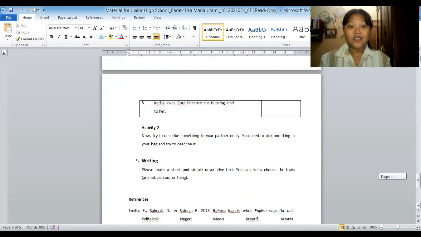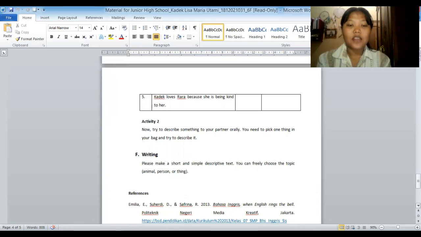Okay, the last but not least is the writing skill. In the writing skill, of course, as stated in the learning objective, I'm asking students to be able to create a short and simple descriptive text. They can choose to write about an animal, a person, or a thing, so they can really choose one topic: animal, person, or thing.